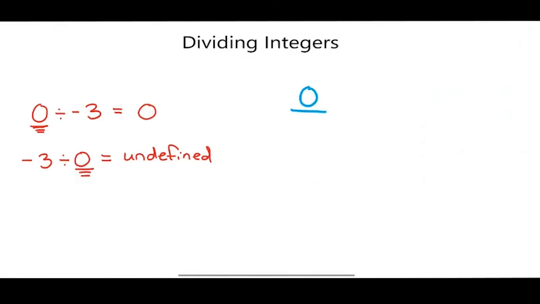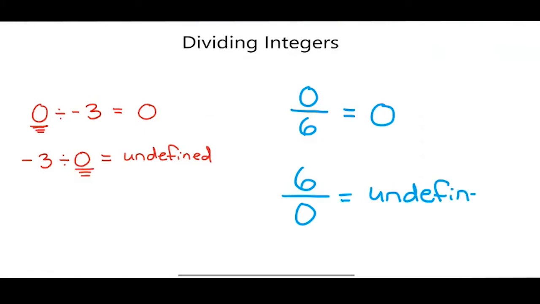It works like this too. Let's say I have 0 divided by 6. Well, 0 divided by 6 is 0. But if I try to do 6 divided by 0, you can't divide 6 into 0 pieces. So this would also be undefined. So remember, if 0 is on the bottom of a fraction, it is undefined. Or if 0 is the second number in your division problem, then it is undefined. And that's how you divide integers.